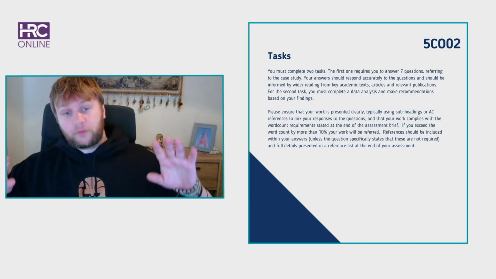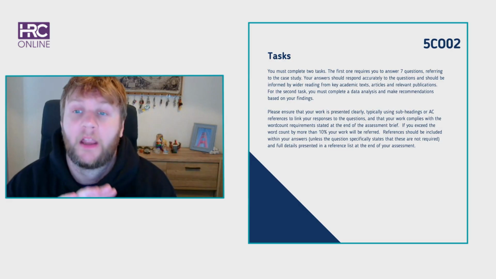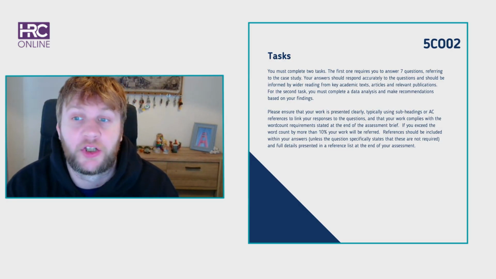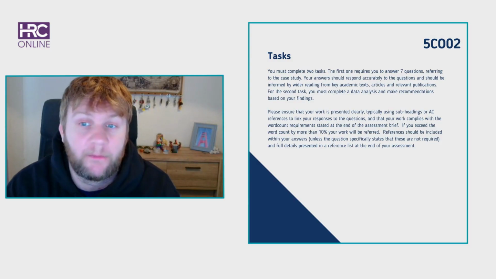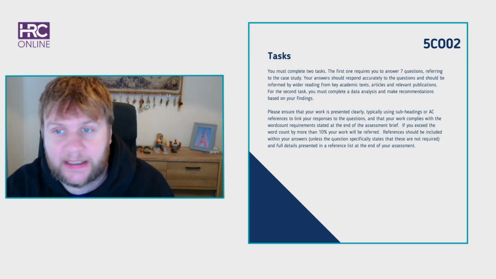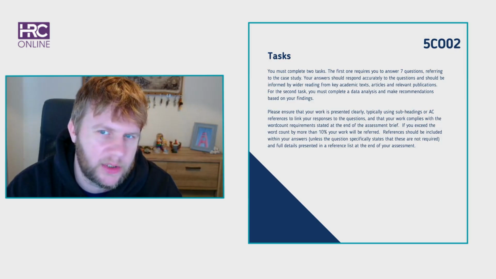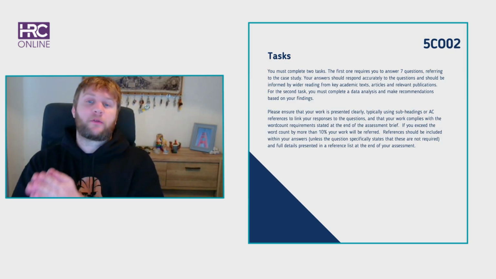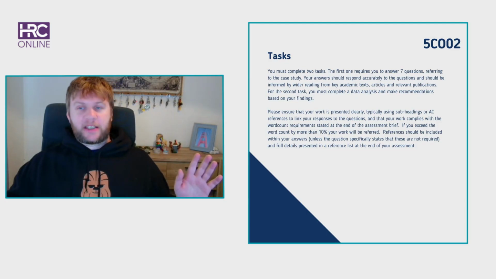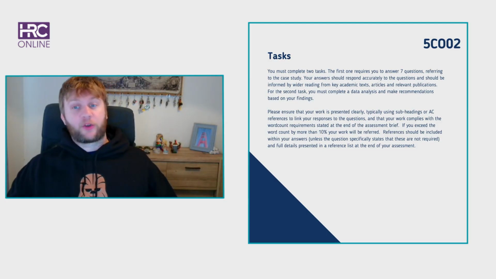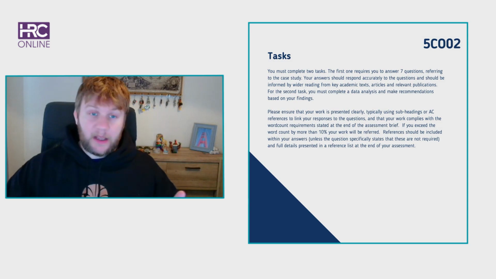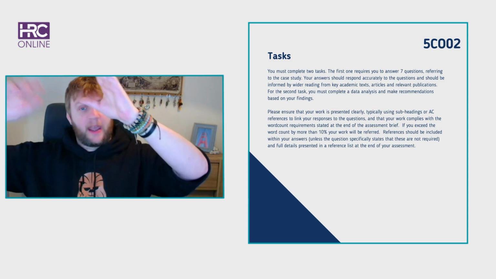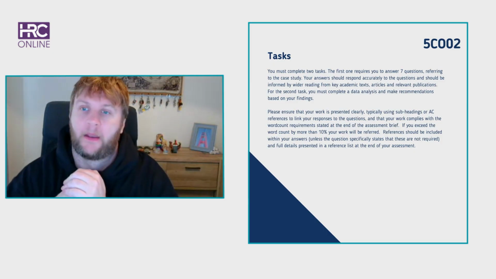So, the task: you've got two tasks. The first one requires you to answer 7 questions referring to the case study. Your answer should respond accurately to the question and should be informed by wider reading and key academic texts, articles, and relevant publications. For the second task, you must complete a data analysis and make recommendations based on your findings. Please ensure that your work is presented clearly, typically using subheadings or AC references to link your response to the questions. What they mean by that is when you start to write your response, you put AC 1.1 in the top right-hand corner, and then you write your response underneath.